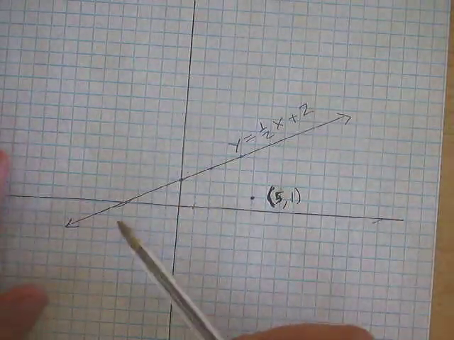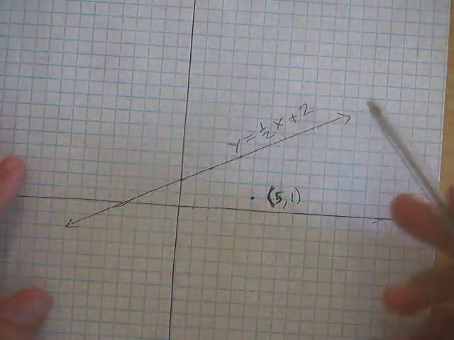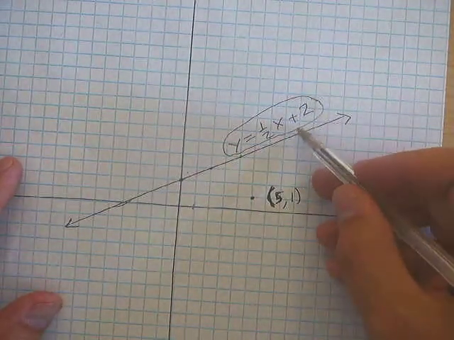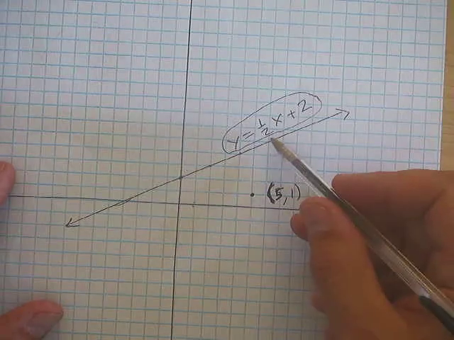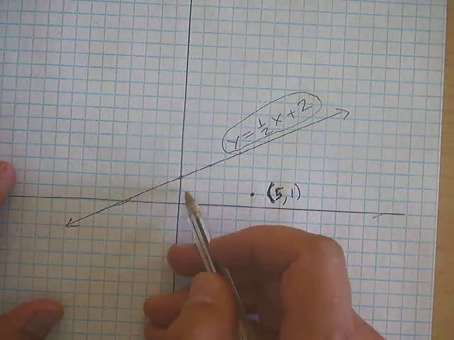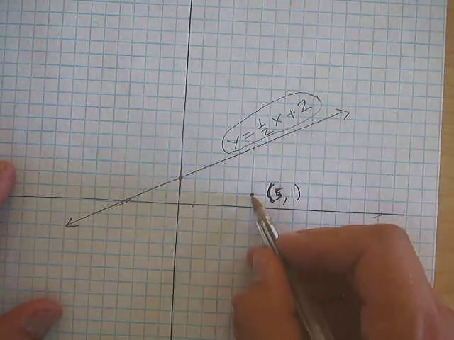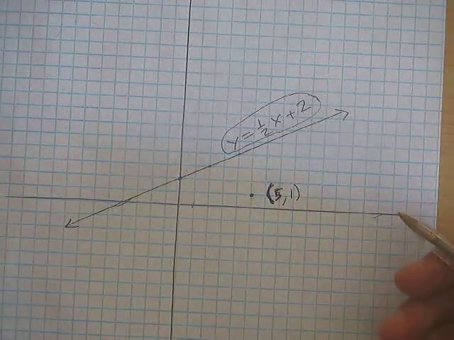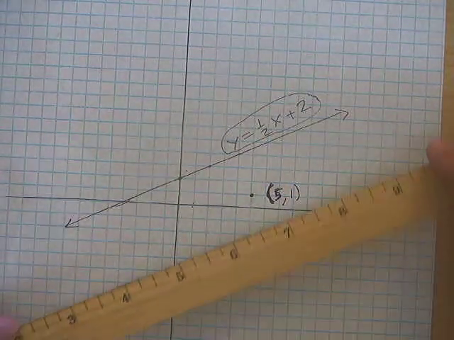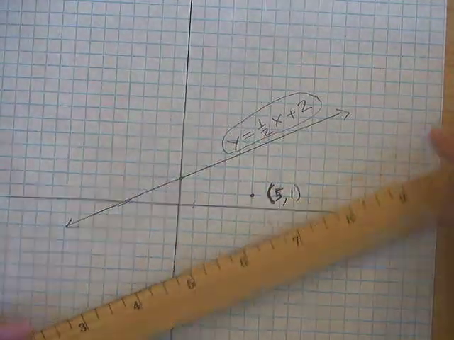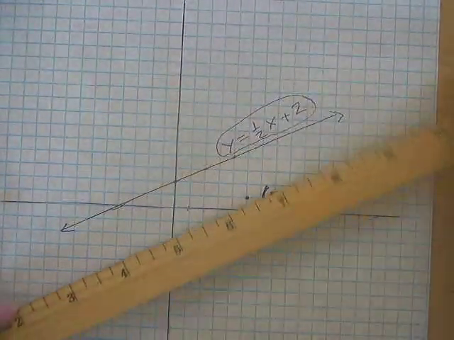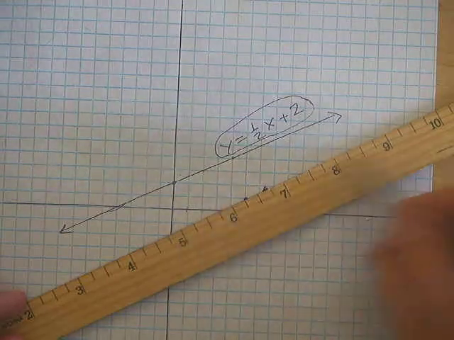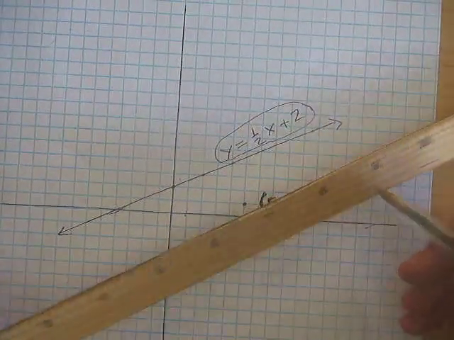Okay, so right here I have a line graphed, and this line has the equation y equals 1/2 x plus 2. So that means its slope is 1/2, its intercept is (0, 2), and I have another point that's not on the line, (5, 1). So here's what I want to do. I want to be able to write the equation for a line that goes through this point right here, and it's going to be parallel to that line. I want to know, what is that equation going to be?